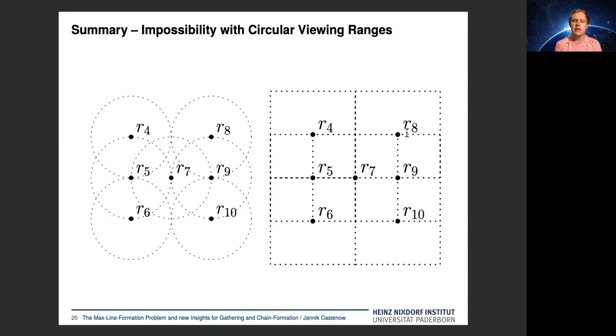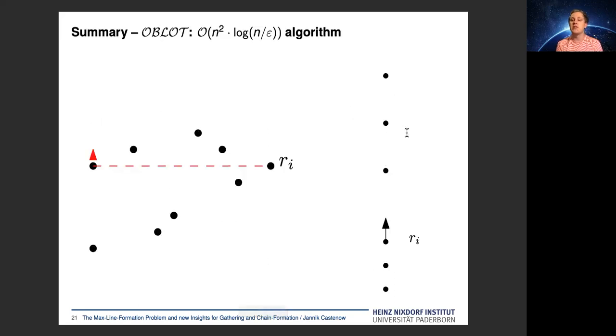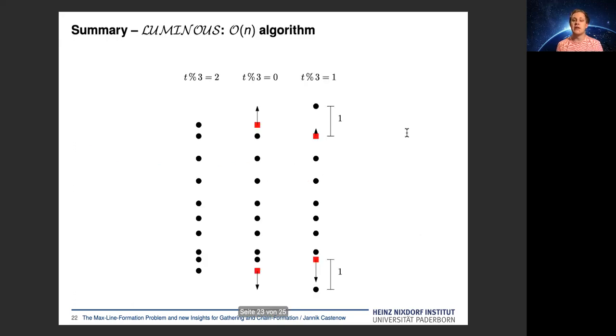Okay, so this already concludes basically my talk. What have we seen today? We have seen that the max line formation problem is impossible to solve with circular viewing ranges, but we can do something with square viewing ranges. Then we have seen a converging algorithm for the OBLOT model, which converges in time n squared log n divided by epsilon. We could design a faster algorithm under luminous robots and the fully synchronous scheduler by these locally sequential movement.